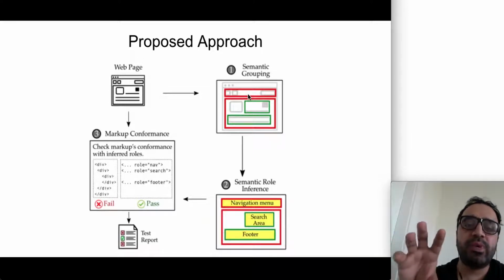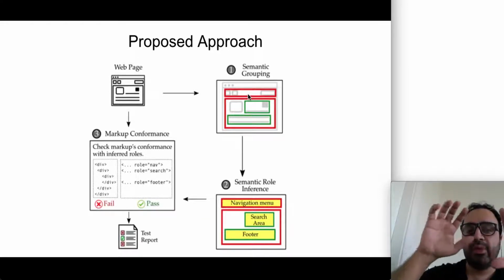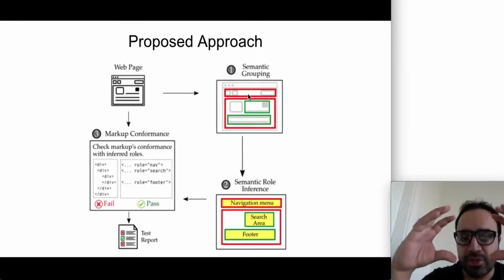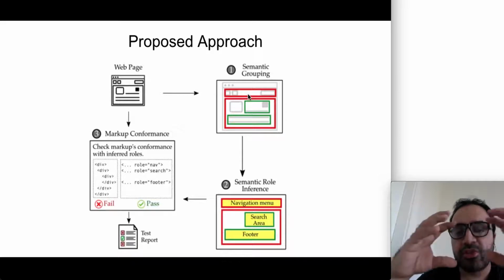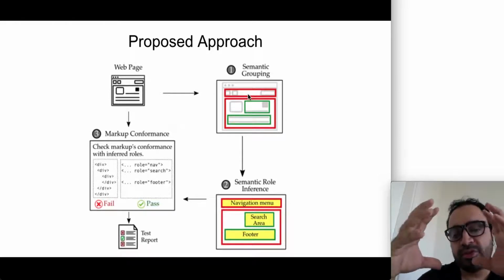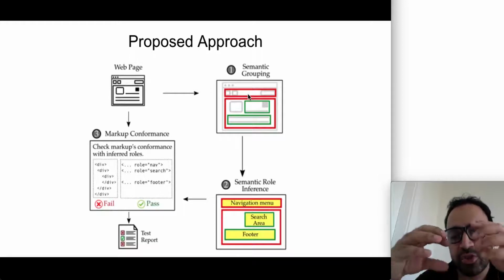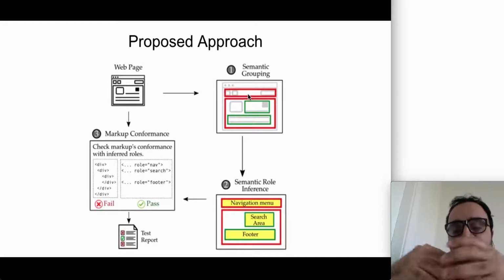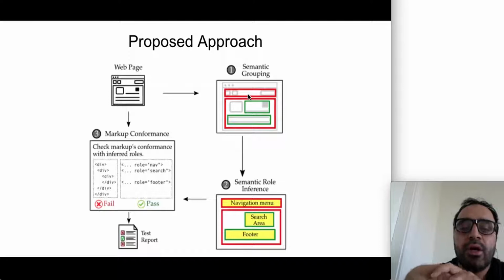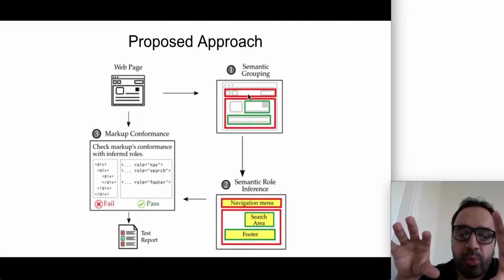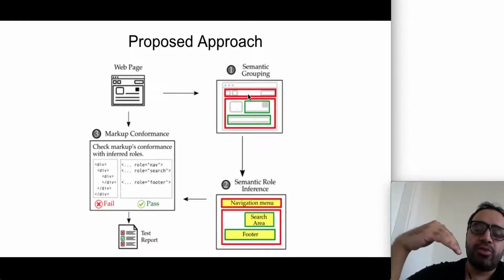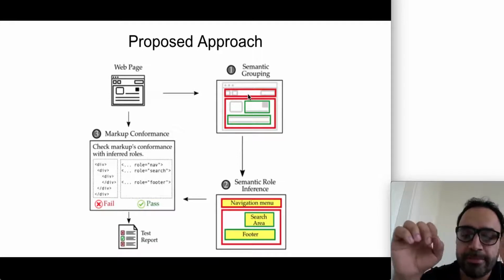What this means basically is that we're trying to break down the page into meaningful regions that could potentially have a certain semantic role. Once we have those semantic groupings, we proceed by trying to infer the role for each region.